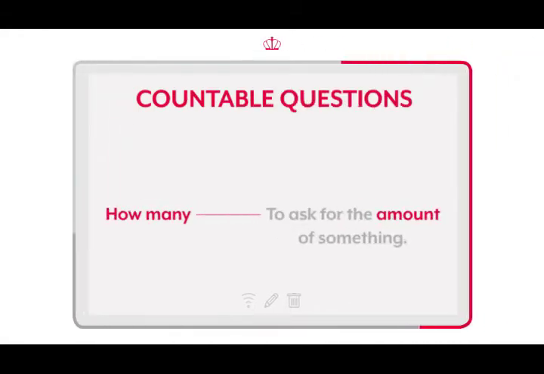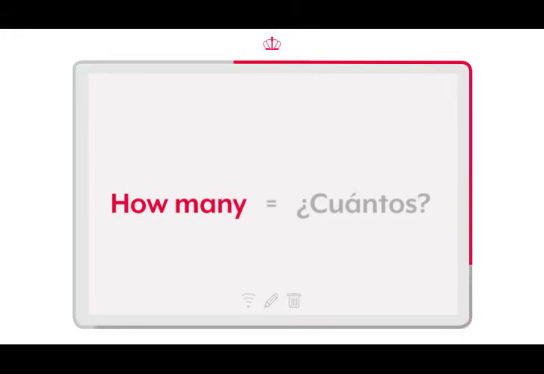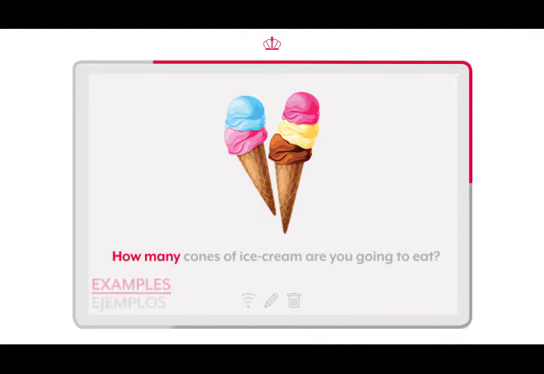We use how many to ask for the amount of something. Para las preguntas debemos de usar how many para preguntar por la cantidad de un sustantivo. Su significado, ¿cuántos? For example, how many cones of ice cream are you going to eat?